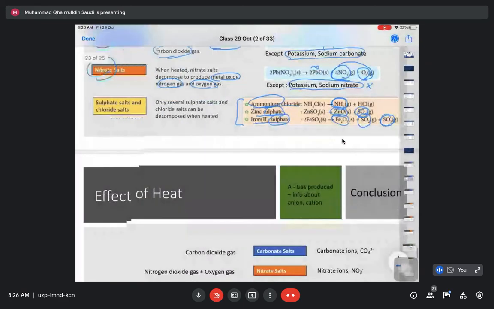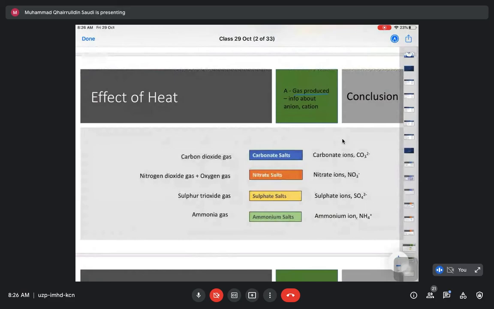Ingat tak tadi, gas produce, kita akan bagi info tentang anion atau cation kita. So kalau carbon dioxide gas yang produce itu adalah carbonate salt. Maksudnya dalam salt awak tu ada carbonate ions. Kalau salt tersebut produce nitrogen dioxide gas dengan oxygen gas, dia adalah nitrate salt sebab dalam dia ada nitrate ions. If the gas produced is sulfur trioxide, meaning it is a sulfate salt, and dalam dia ada sulfate ions. Kalau ammonia gas yang release, maksud dia adalah ammonium salt dan dalam dia ada ammonium ions.